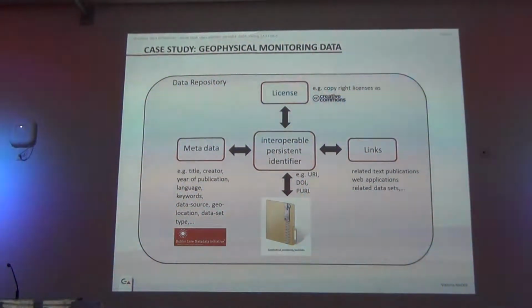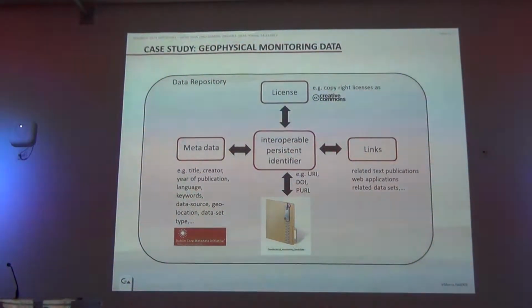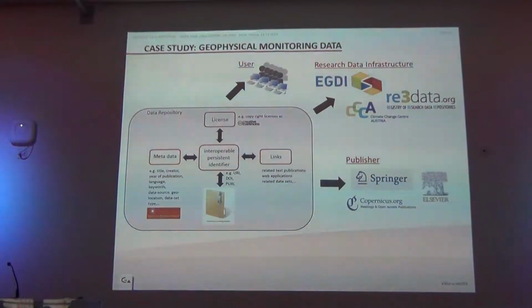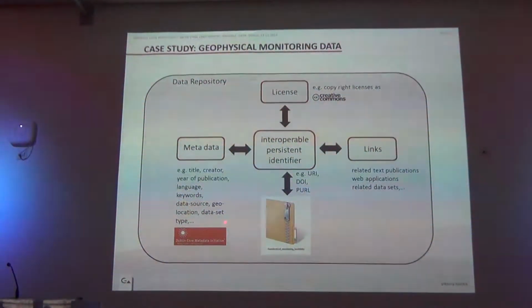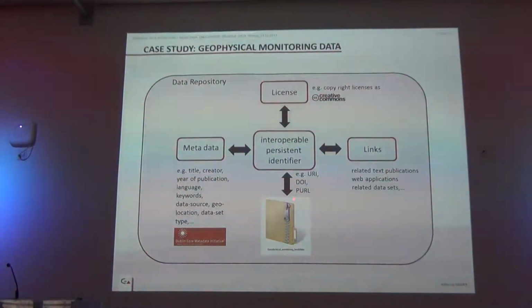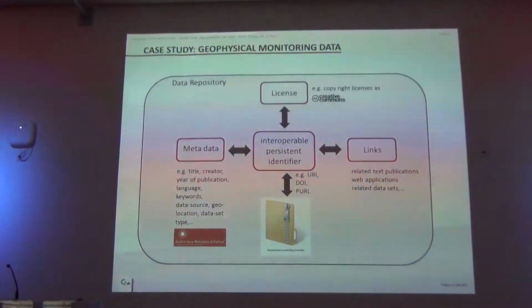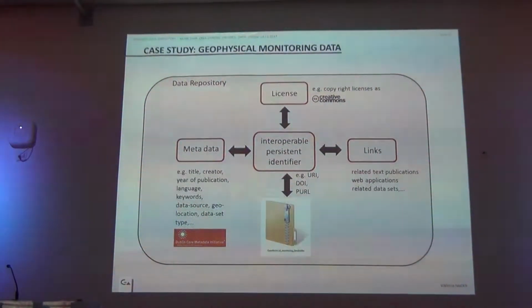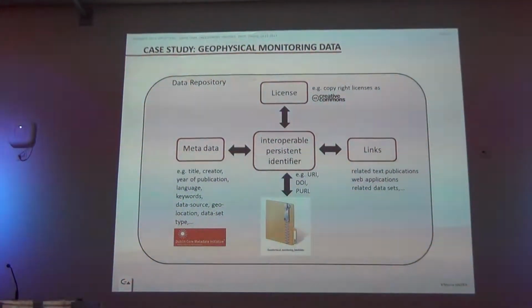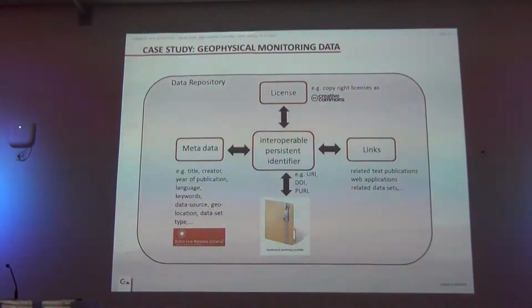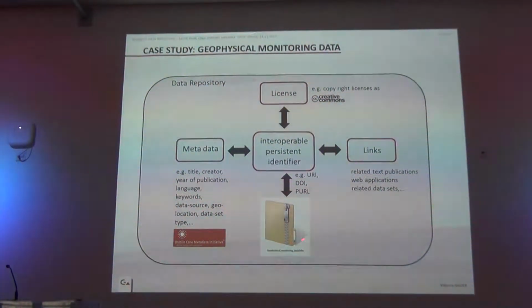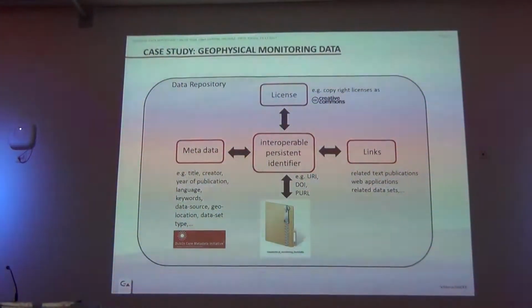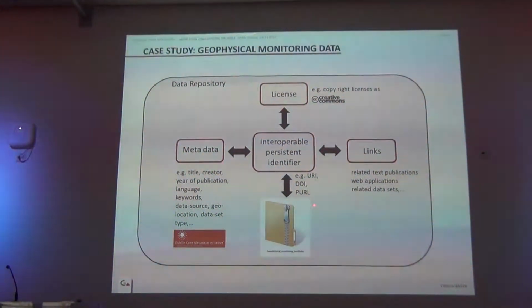Next step would be, we can put it in the research data repository. It means that the zip file will be bound to an interoperable persistent identifier. It can be a DOI, a PURL, or a URI. And it means that you have an ID for this data file, or this zip file.